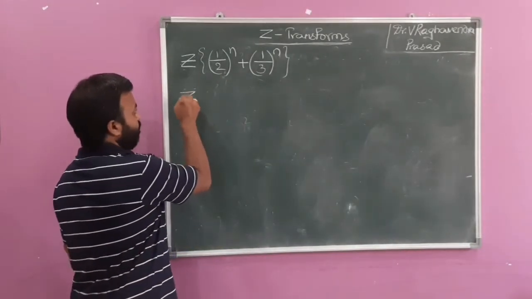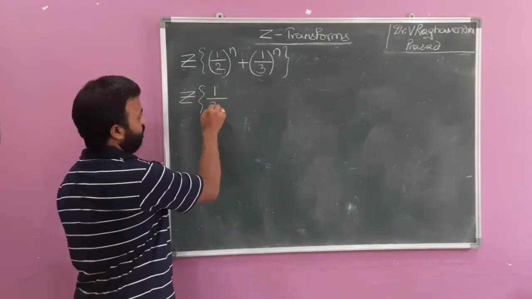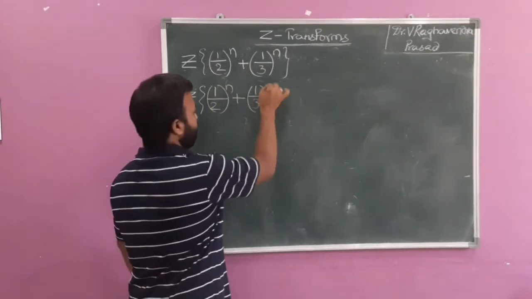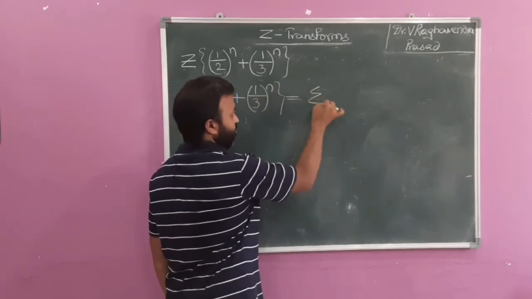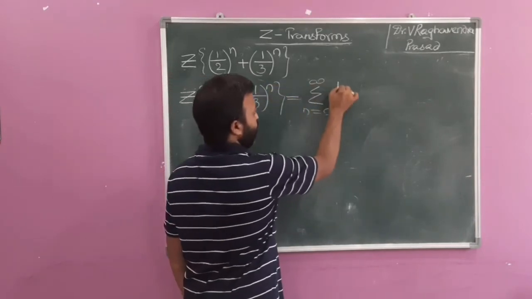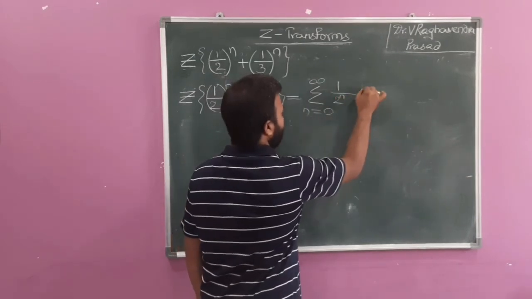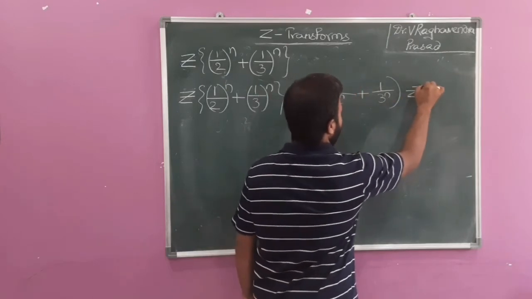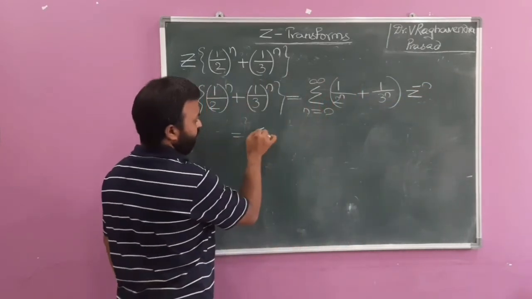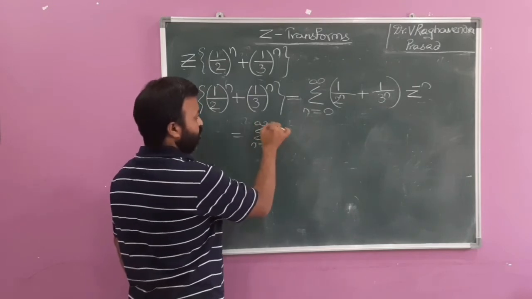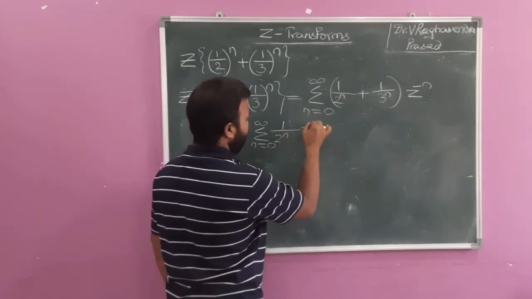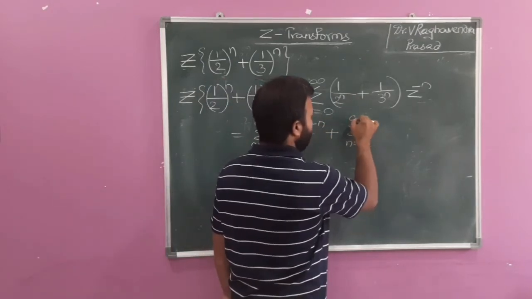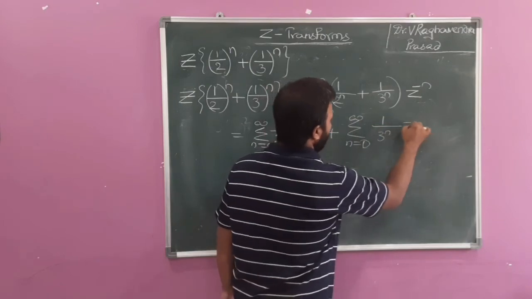By definition of z transform, we have z of f of n, that is 1 by 2 whole power n plus 1 by 3 whole power n. So we write this as sigma n equal to 0 to infinity f of n, that is 1 by 2 power n plus 1 by 3 power n into z power minus n. By linear property, we can write this as sigma n equal to 0 to infinity 1 by 2 power n into z power minus n plus sigma n equal to 0 to infinity 1 by 3 power n into z power minus n.